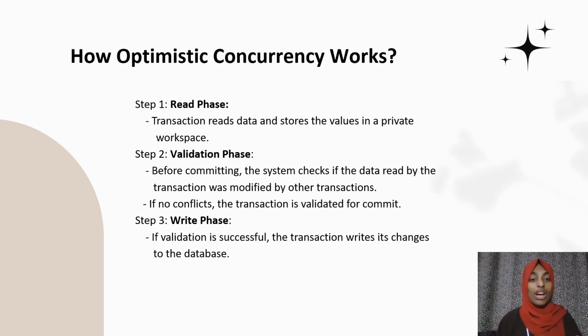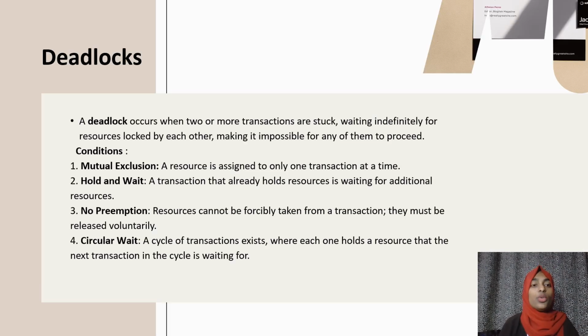If no conflicts occurred, then the transaction is validated for commit. In the third phase, the write phase, if validation is successful, then the transaction writes its changes to the database. This is how optimistic concurrency works, the simple three phases. So now let us move to deadlocks.